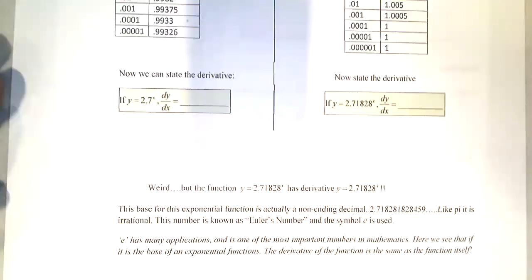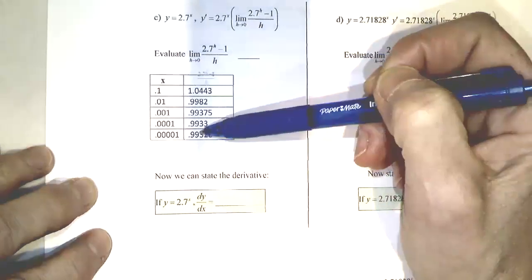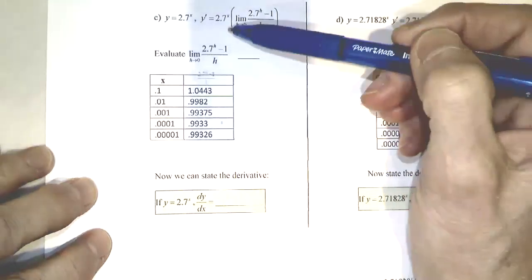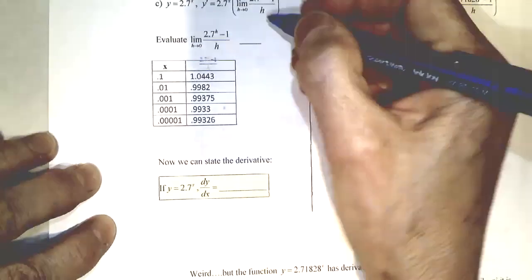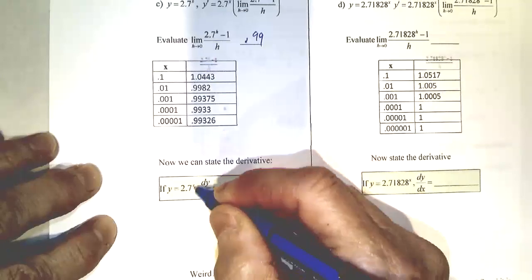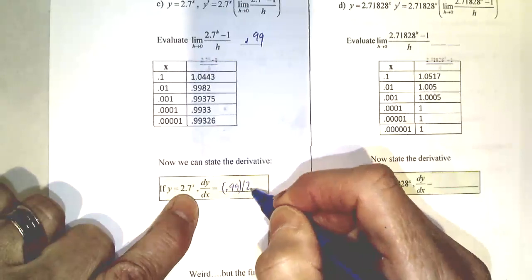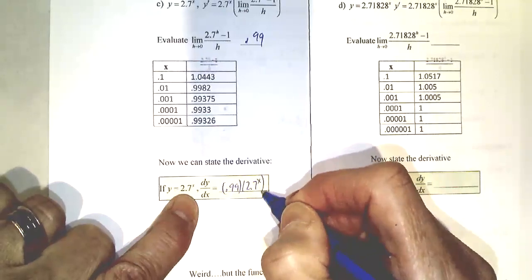All right, we're going to do it again on the back. This time I'm going to let the base be 2.7, and look at this. When I evaluate this limit mechanically and slowly, I get 0.99. So the derivative of 2.7 to the x is going to be 0.99 times 2.7 to the x.